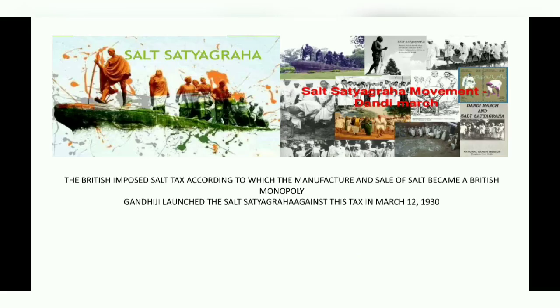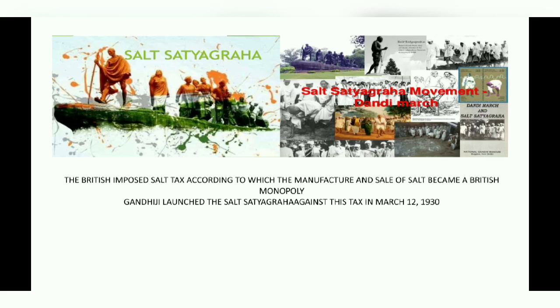For example, Salt Satyagraha. Salt Satyagraha was an incident where the Indians had to pay a huge amount of tax to the British government, and the Indians did not like that, so they had to go against the British law. Gandhiji set up a Salt Satyagraha on 12th March 1930, and along with his followers left from Sabarmati Ashram in Ahmedabad and walked to Dandi village. They reached Dandi village on 6th April 1930.